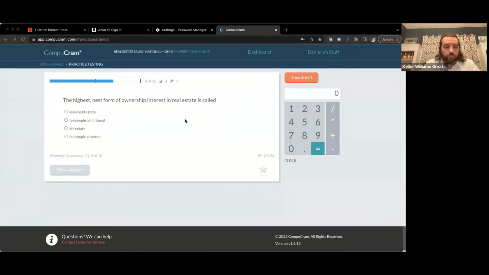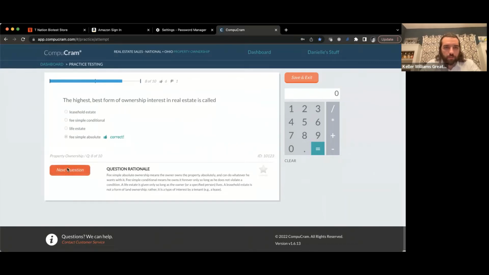Question number 8. The highest and best form of ownership interest in real estate is called A, leasehold, B, fee simple conditional, C, life estate, or D, fee simple absolute. As you all have nailed, it is fee simple absolute. That is the highest and best form of ownership.